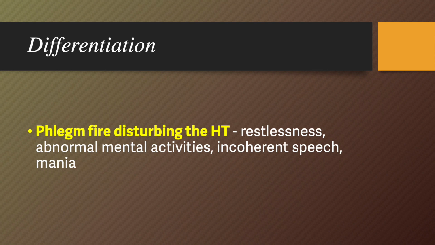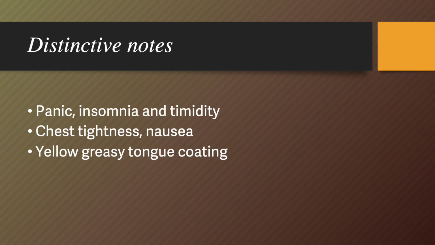This pattern should be distinguished from phlegm fire disturbing the heart, which is marked by restlessness, abnormal mental activities, incoherent speech, and mania. This pattern is distinctively marked by panic, insomnia, and timidity, coupled with chest tightness, nausea, and a yellow greasy tongue coating.